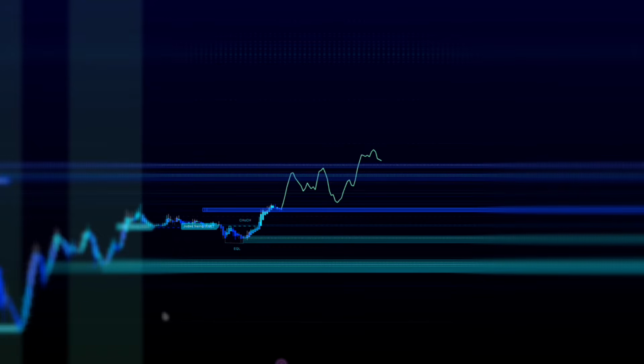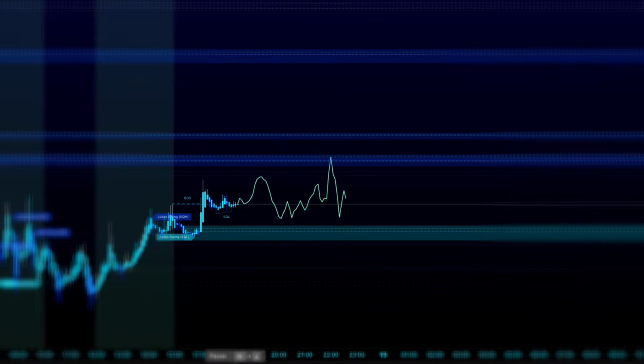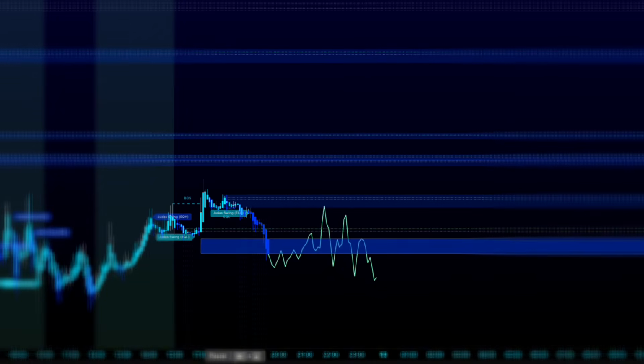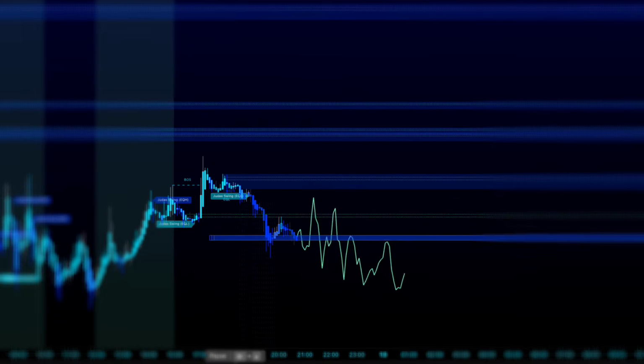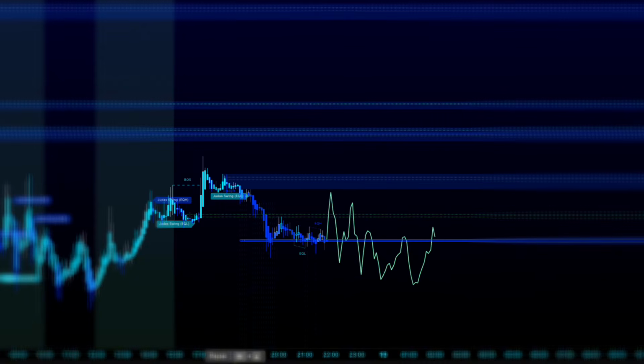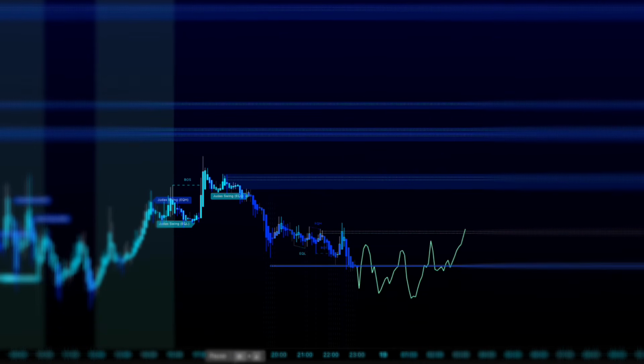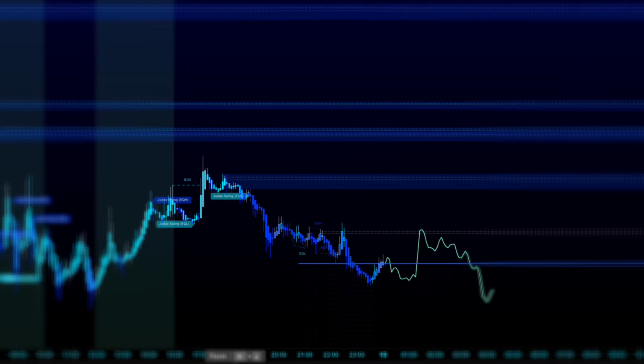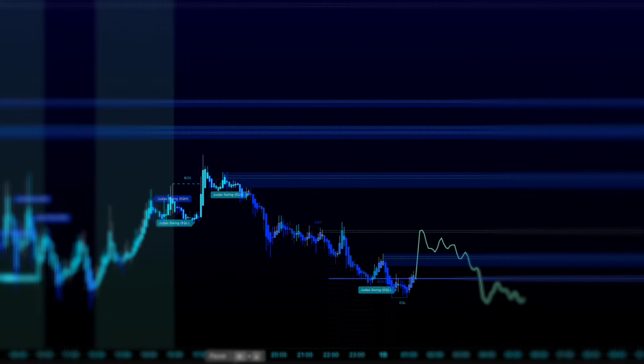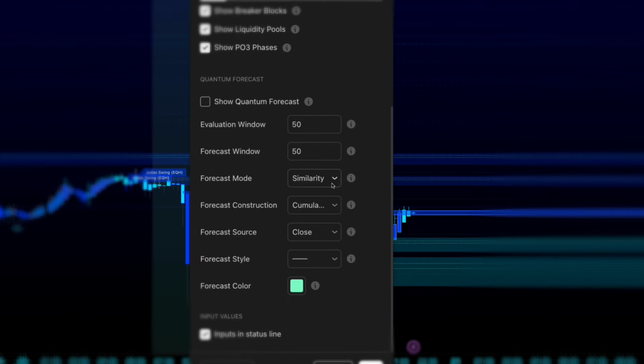Let me also show you the new Quantum Forecast system we just released. This is revolutionary AI pattern recognition that predicts price movement using our order block, liquidity sweeps, and fair value gap detection. If you look right here, you'll see these forecast lines that appear. That's the system showing you probable price paths based on the current active order blocks that are in play. You've got two modes here: similarity mode for trending markets, dissimilarity mode when you're hunting reversals. The construction methods give you three ways to build your forecast: cumulative, mean, or linear regression. Each one optimizes differently depending on your asset class.